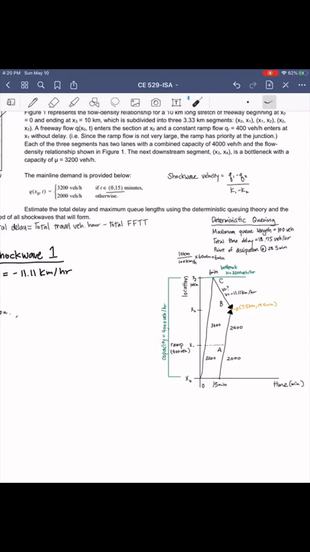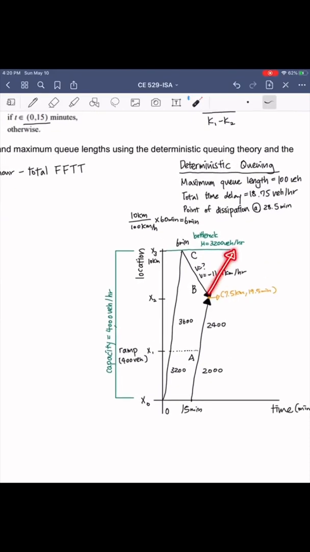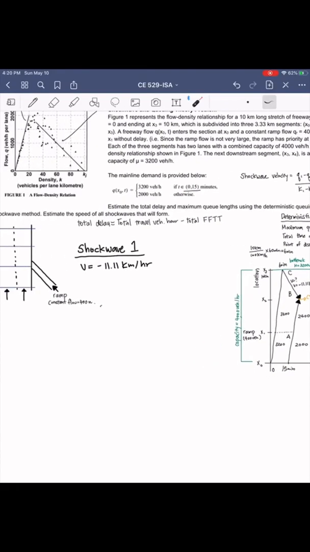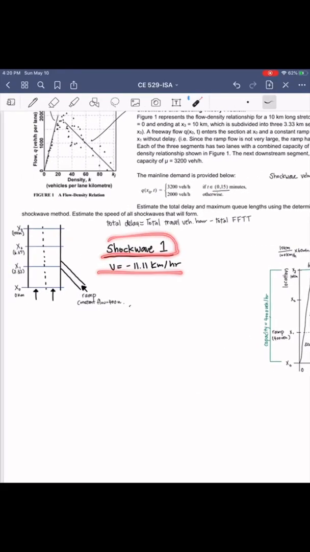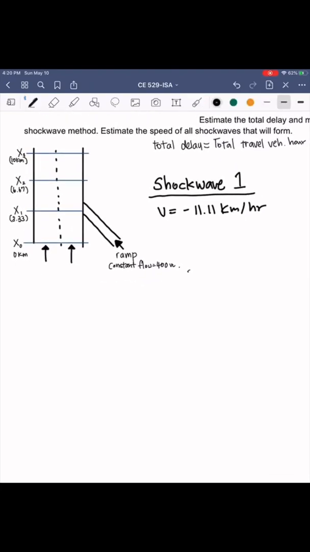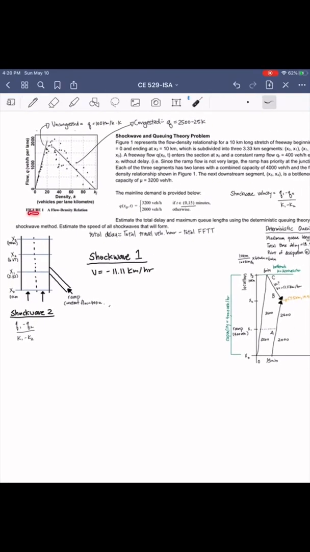Now we want to calculate the second shockwave, which will be positive because the flow less than the bottleneck capacity is flowing to the X3 now. So I wrote down the shockwave 1 velocity here, and let's calculate the velocity of the second shockwave, shockwave 2. Same thing here, it'll be Q1 minus Q2 divided by K1 minus K2. And we're gonna use the same density-flow relationship again.